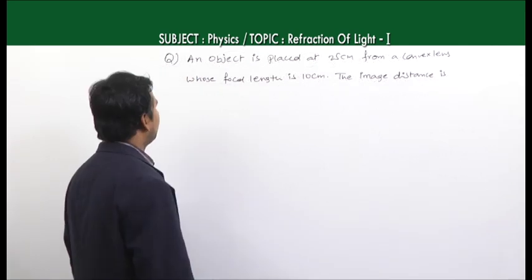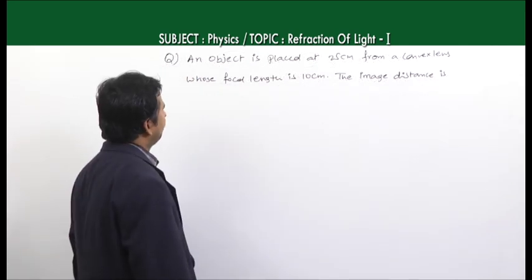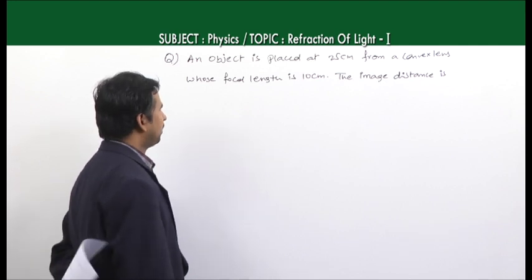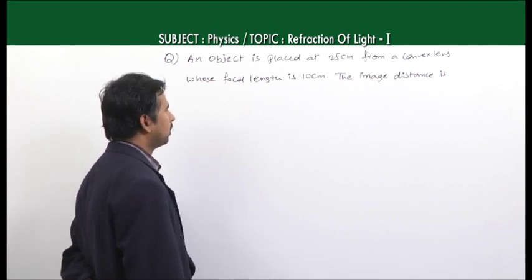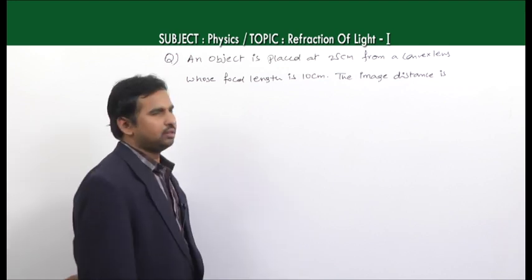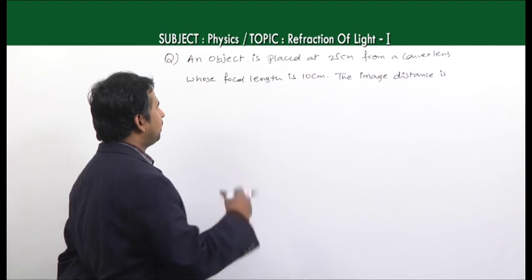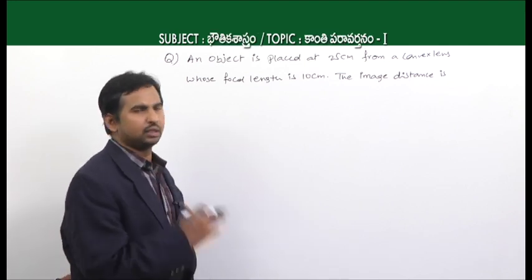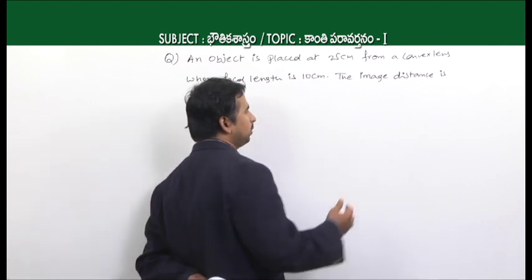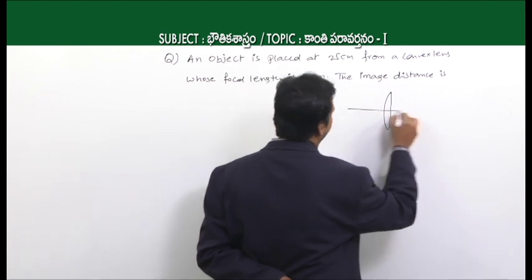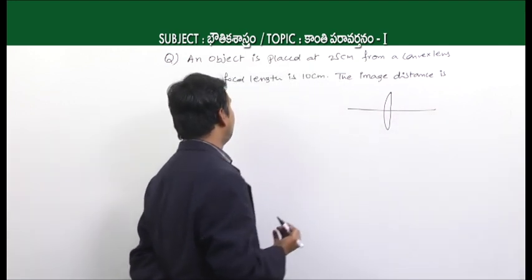Now here we have one more numerical problem. An object is placed at 25 centimeters from a convex lens whose focal length is 10 centimeters. Then the image distance is the question. So when you are taking these type of numericals, first we have to think of a ray diagram. For example, this is a convex lens, and the object is placed in front of it.